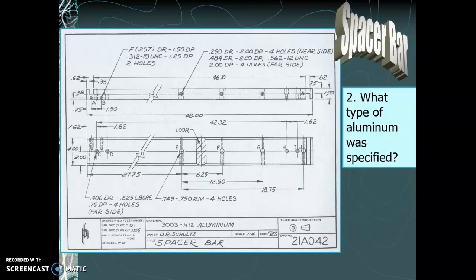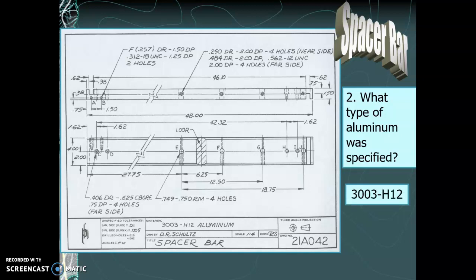I think it's also a good idea to remind ourselves that not all of the information that we need to find is in the drawing itself. A lot of times that information can be found in the title block. And the material that the object is made of is frequently in the title block. And so the question is asking what type of aluminum was specified. We can see here it's 3003-H12.